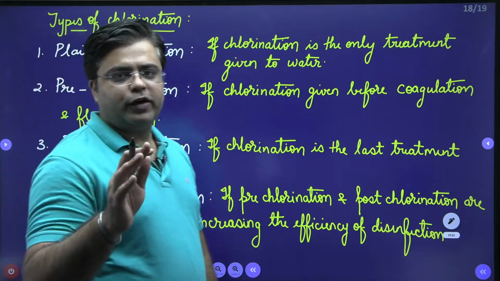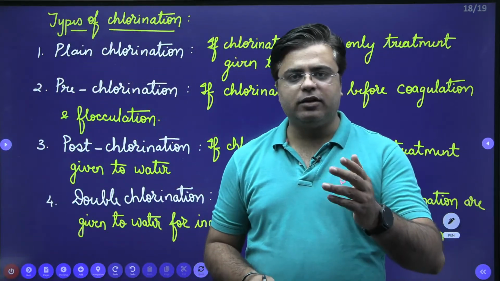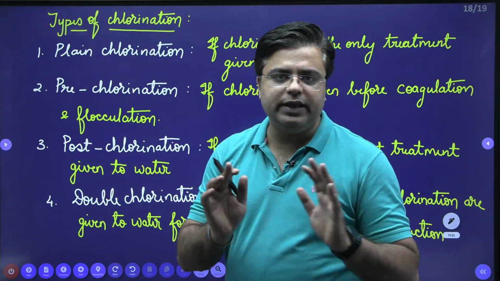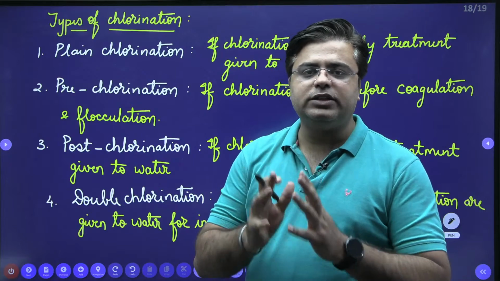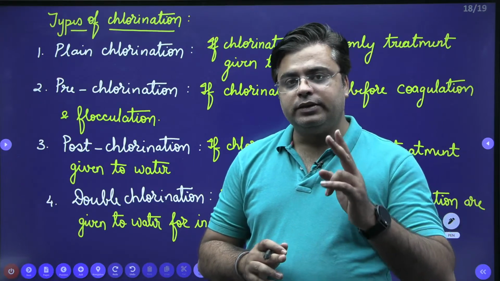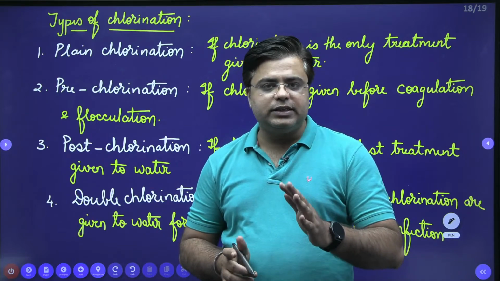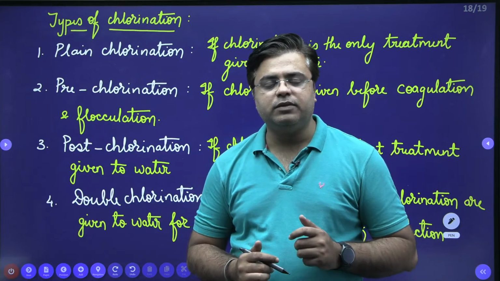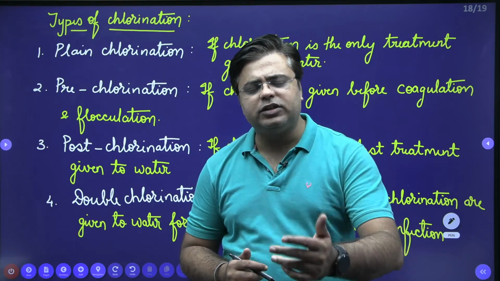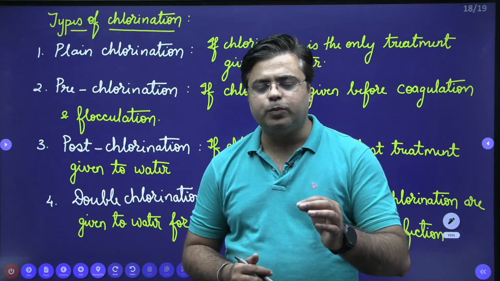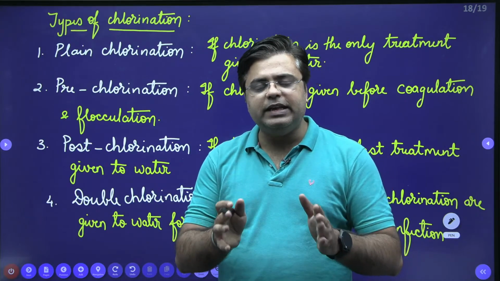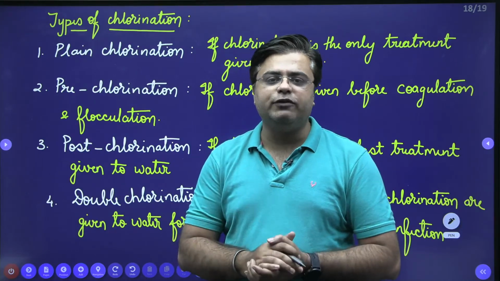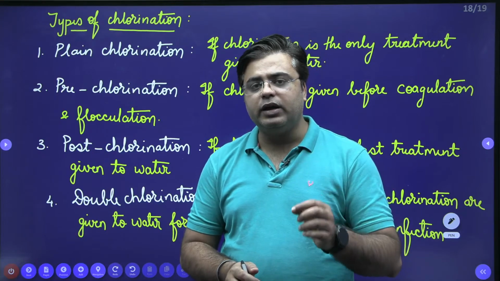So, there are 4 different types of chlorination. First one is the plain chlorination. If chlorination is the only treatment given to water, we do not give any other treatment, then it is known as plain chlorination. Second, if chlorination is given before coagulation and flocculation, then it is known as pre-chlorination. If chlorination is the last treatment given to the water, it is known as post-chlorination. If you simultaneously give pre-chlorination and post-chlorination in order to increase the efficiency of disinfection, it is known as double chlorination.